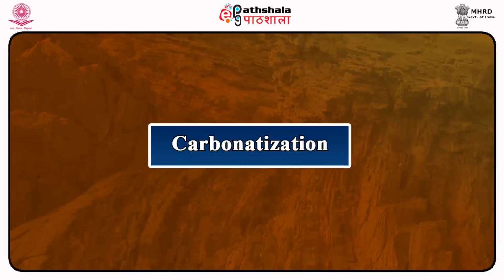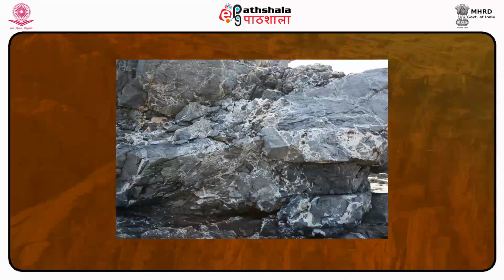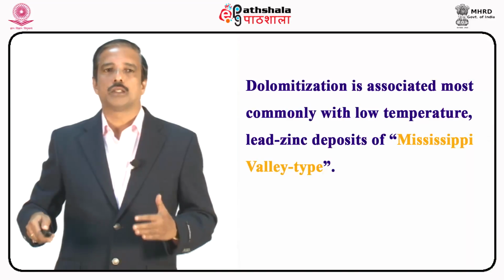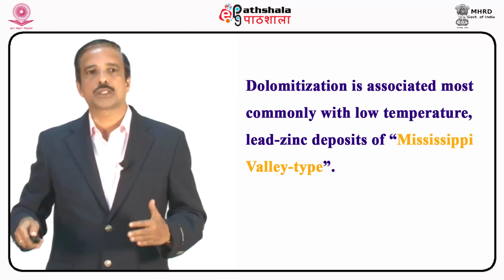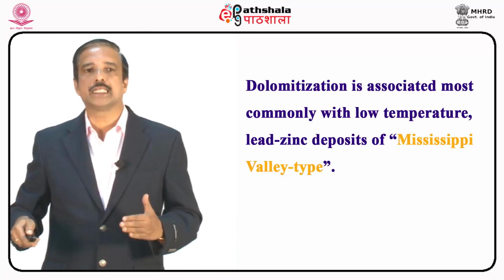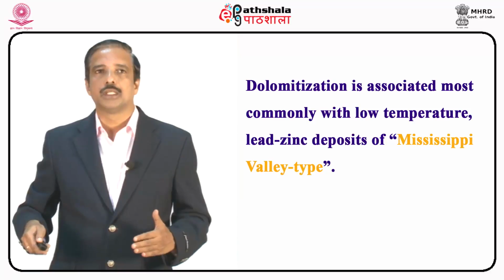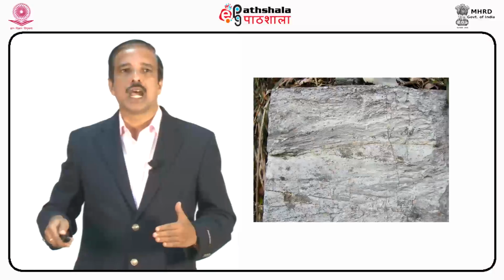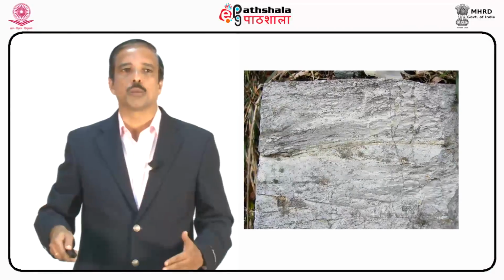Chloritization is common in alteration zones alongside tin veins in Cornwall in England. Next type is the carbonatization. Dolomitization is a common accompaniment of low to medium temperature ore deposition in the limestones, and dolomite is probably the commonest of carbonates formed by hydrothermal activity. Dolomitization is associated most commonly with low temperature lead-zinc deposits of Mississippi Valley type. These can have wall rocks of pure dolomite. Usually, this rock is coarser and lighter in color than the surrounding limestone.